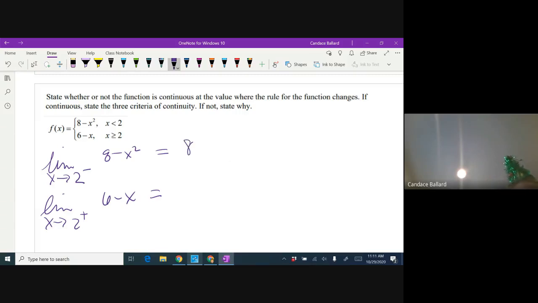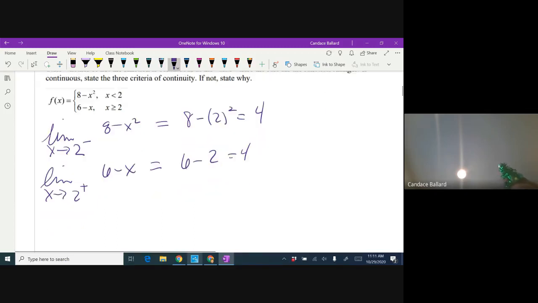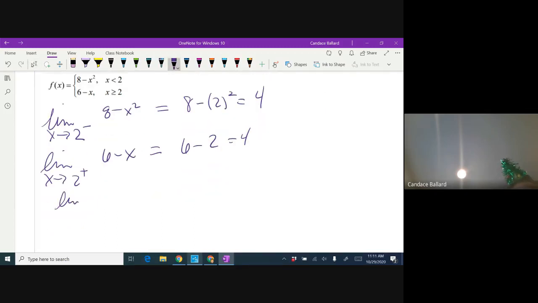So x minus 2 squared. So you're telling me 2 squared is 4, 8 minus 4 is 4, like it. 6 minus 2 is 4. Perfect. And then you wrote the notation for me. The limit as x approaches 2 over all of the function equals 4.